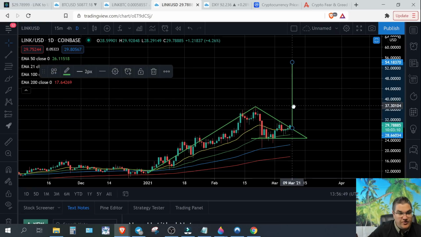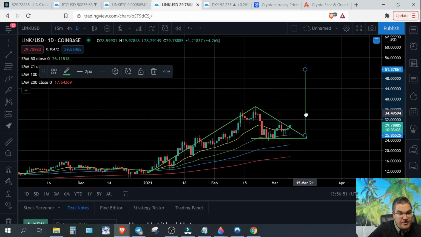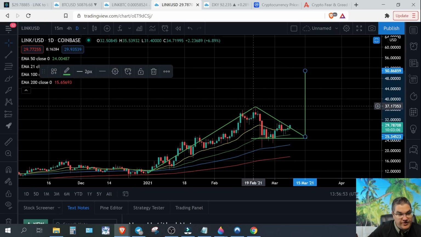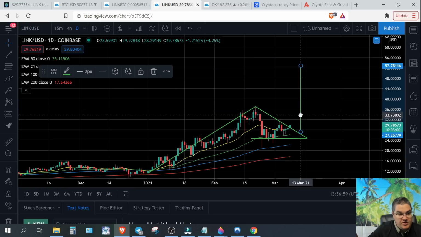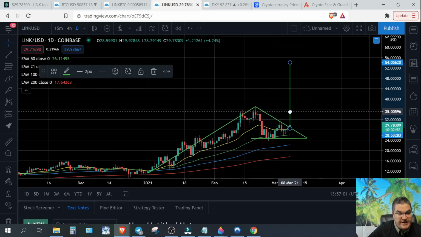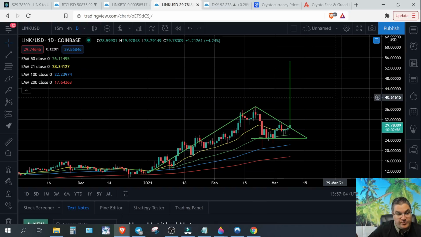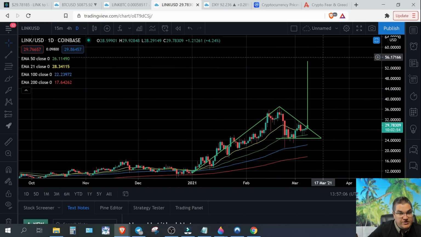Now if it goes back down or whatever and reforms this over the next few days or weeks, we can redraw this and break it out wherever it does form. But so far so good. We're playing out perfectly so far. So this is what we're going to watch for. Just over $50 Link if we go up.